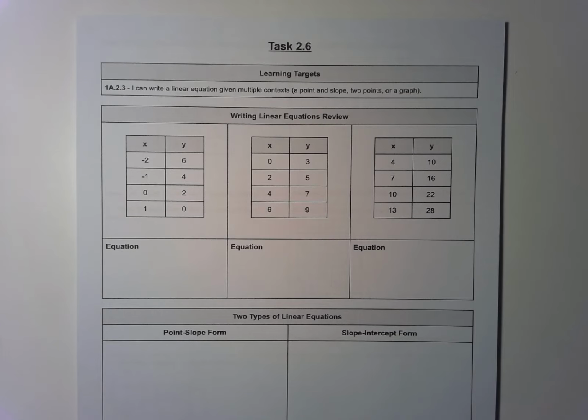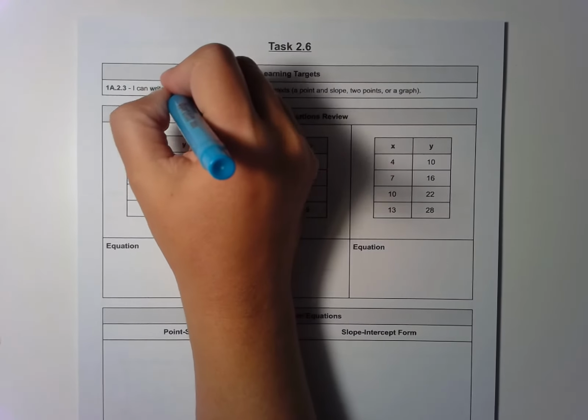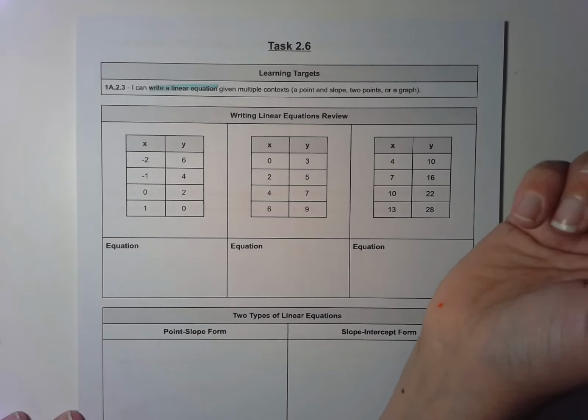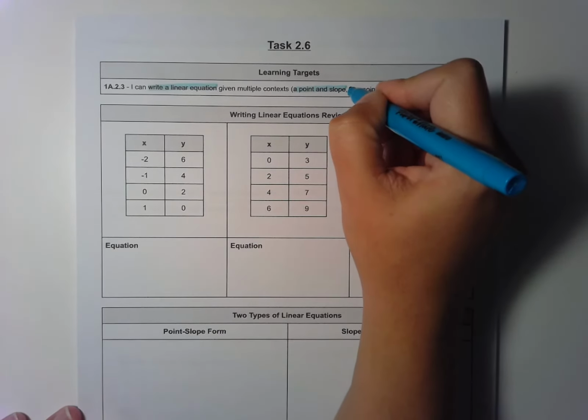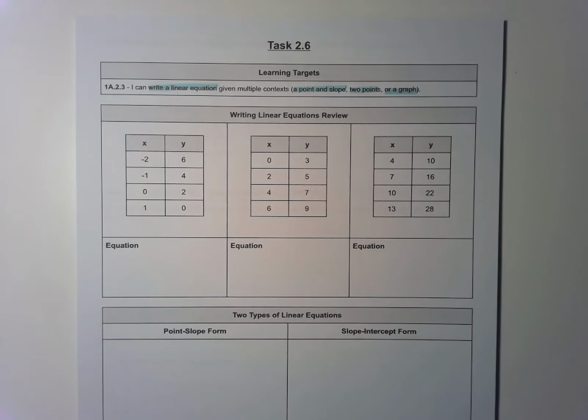Our learning target today is I can write a linear equation. So we're going to be writing equations today given multiple contexts. So we might give you a point and a slope. We might give you 2 points, or we might give you a graph, and we're going to ask you to write equations. Now, what I'd like to do is start by reviewing how we can write linear equations.